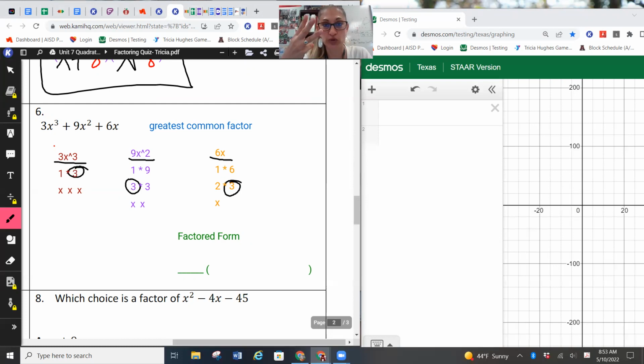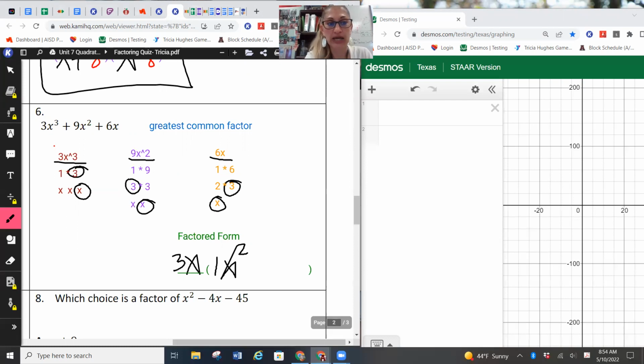Now maroon has 3 X's, purple has 2, and orange has 1. So because orange only has 1, I can only circle 1 from all 3 colors. So my greatest common factor is 3x. It's what I've circled in all 3 groups. Now, what's left over in the maroon? A 1 and an x and another x. So 1x squared is what's left over.